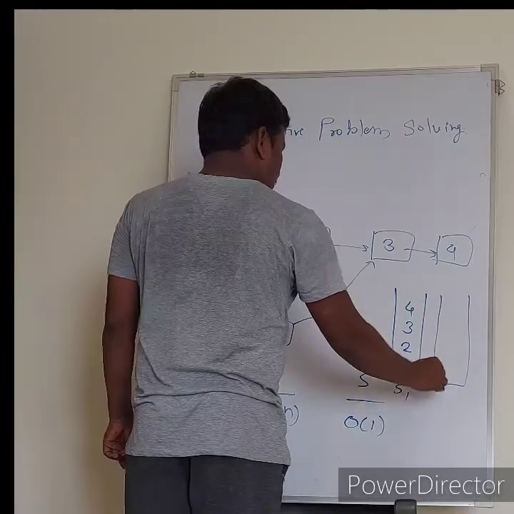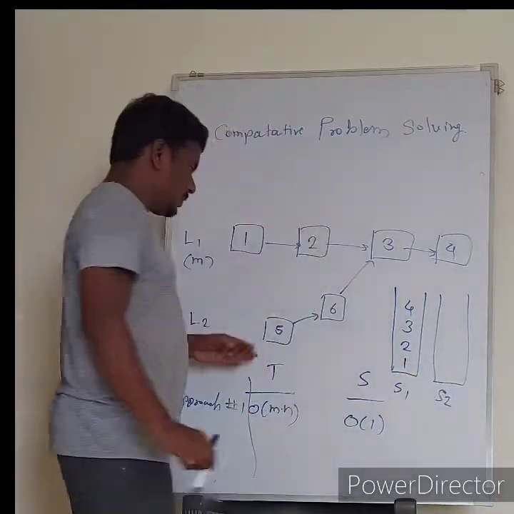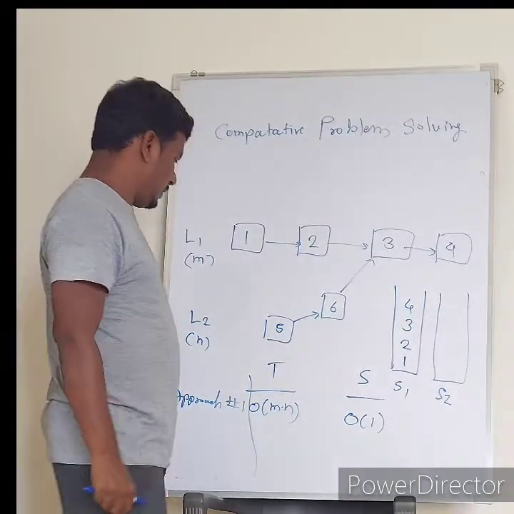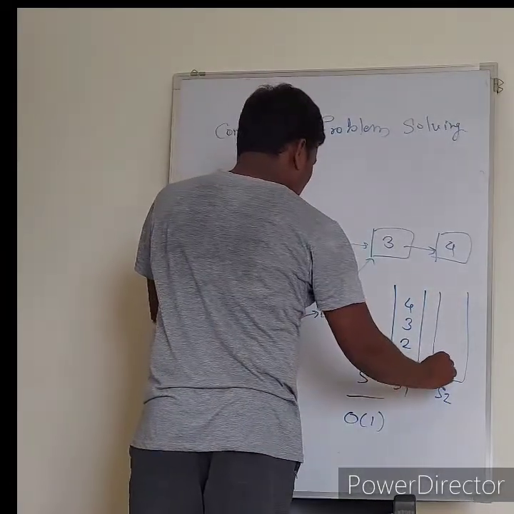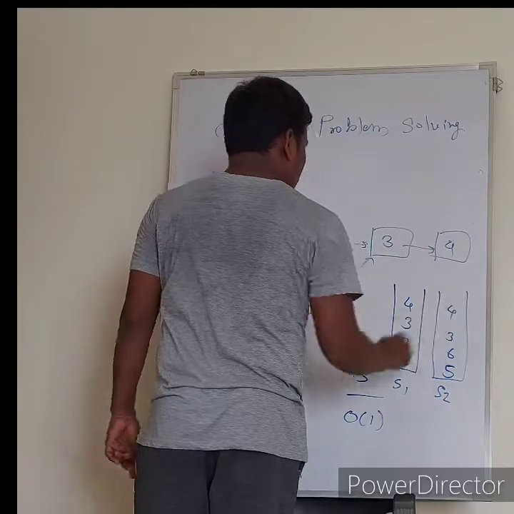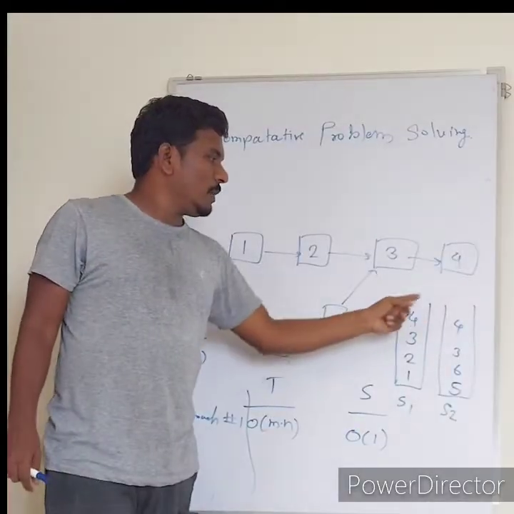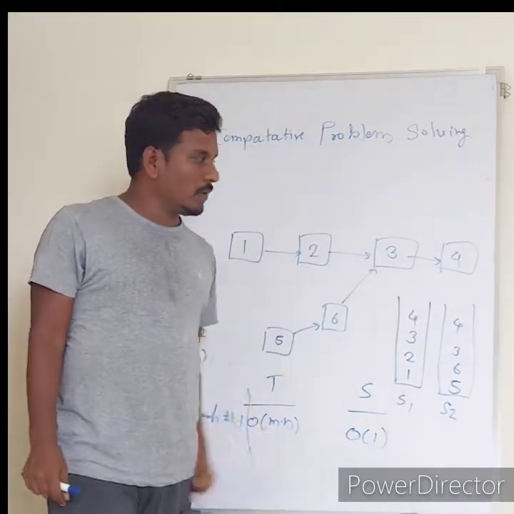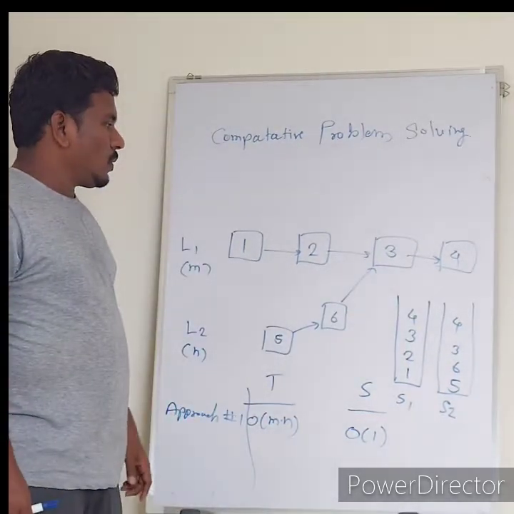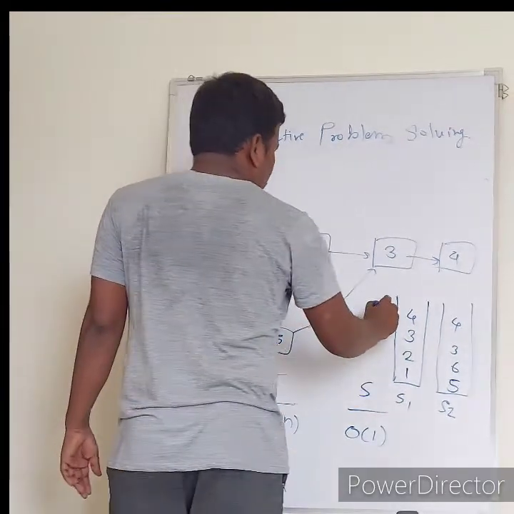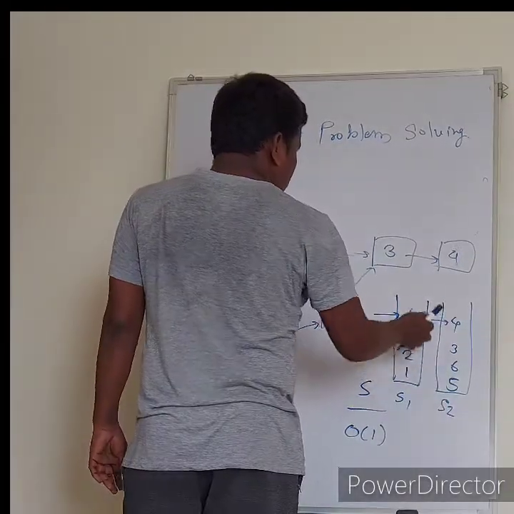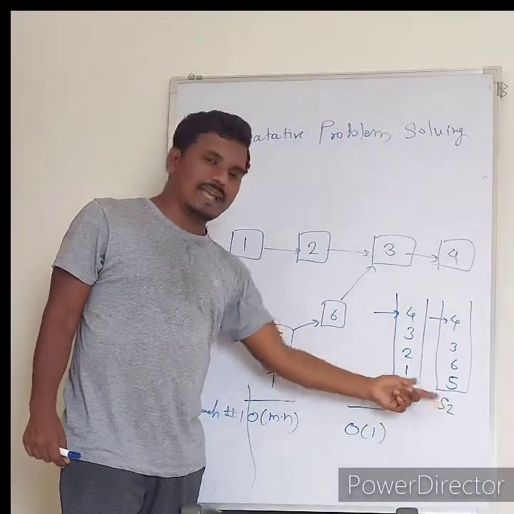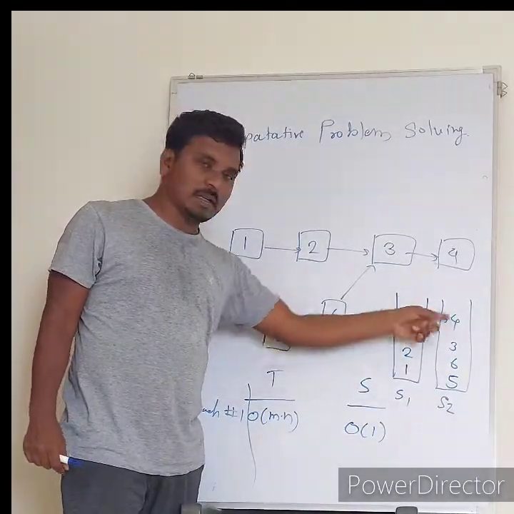Now I will take another stack S2, and push the elements from the second list L2. So it will be 5, 6, 3, and 4. The top elements in this case are the same. So I would pop one by one the pairs of top nodes from the stacks S1 and S2 at a time, as long as they are the same.